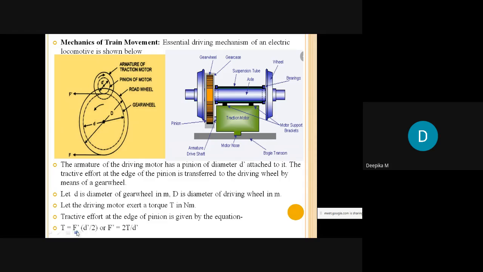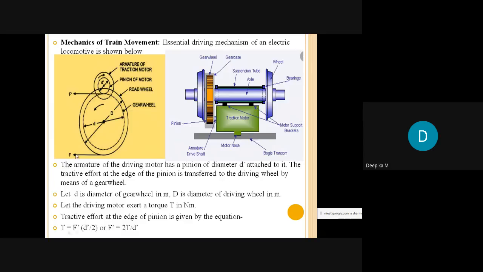Then if I want the tractive force at that point, I can rewrite it as F dash. So here capital letter T is nothing but the torque and F dash is nothing but the tractive effort at the edge of the pinion. Therefore I can write F dash is equal to 2T by d dash.